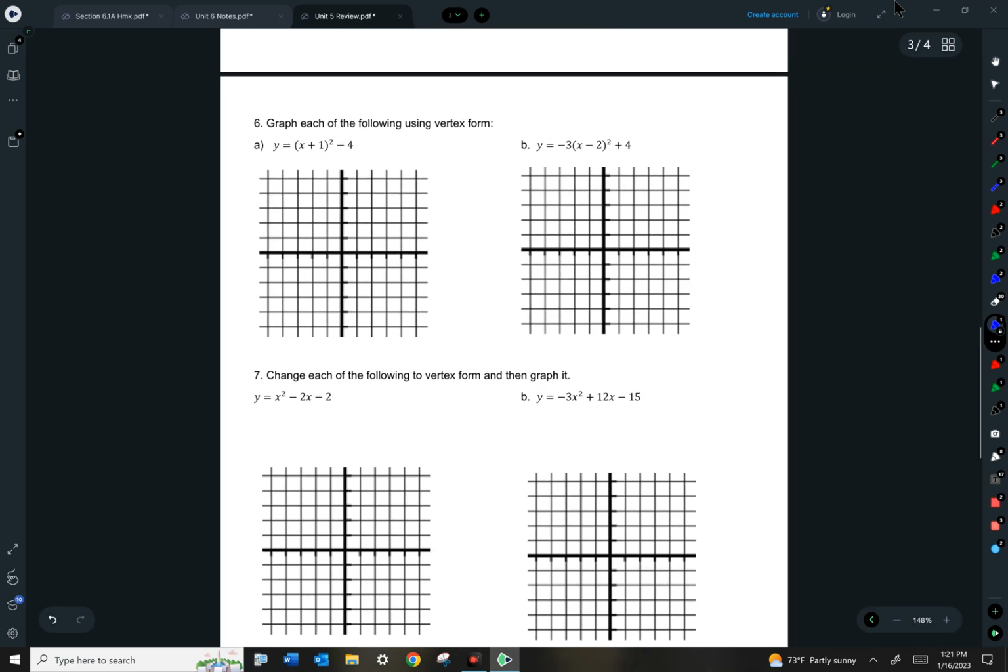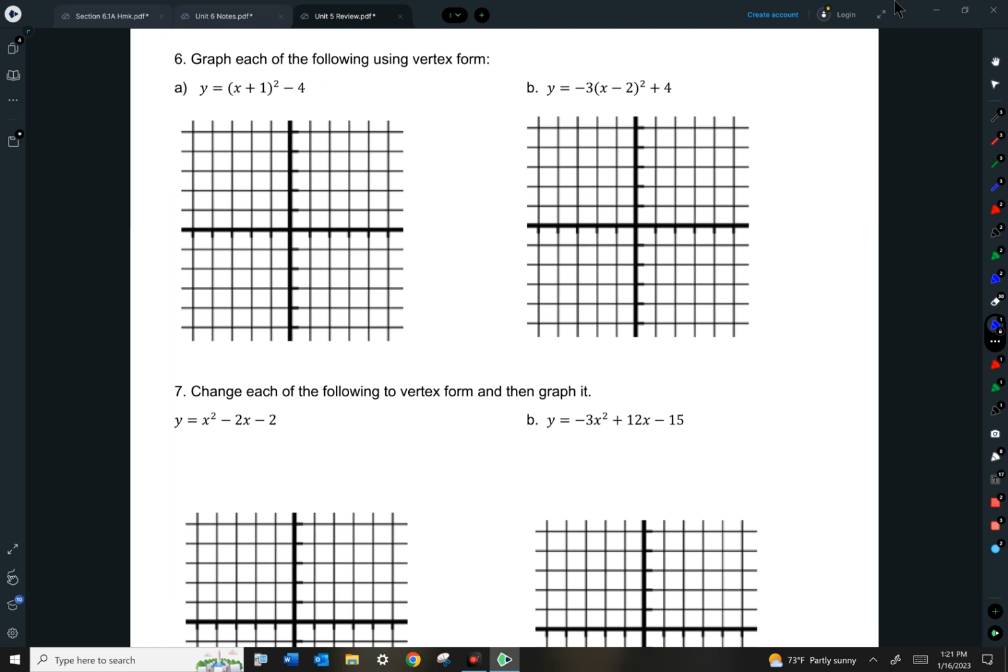It says graph each of the following using vertex form. One of the first things that we did was graph parabolas. Remember, y equals x squared is the basic parabola that has a vertex at 0, 0. And the plus 1 is going to move my parabola 1 unit to the left. And the minus 4 moves it down 4. So there's my vertex. And because there's no number in front, or it's an assumed 1, that means we have that idea of slope where you're up 1 over 1, and you can draw the parabola.